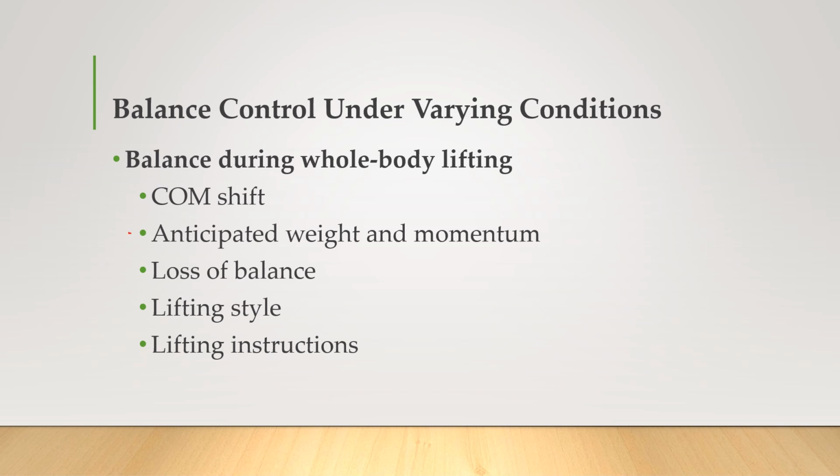Then we also look at the anticipated weight and momentum needed to lift an object. So if somebody is anticipating that something is going to be very, very heavy, they're going to try to use their momentum and maybe lean backwards into that lift to get that weight up. If they overestimate how heavy it is, they're going to fall backwards. They're probably going to have to change their center of mass. If they really underestimate how heavy an object could be, or if the weight is too far out in front of them, you may see them fall forward and have to change their center of mass. And that creates that loss of balance.